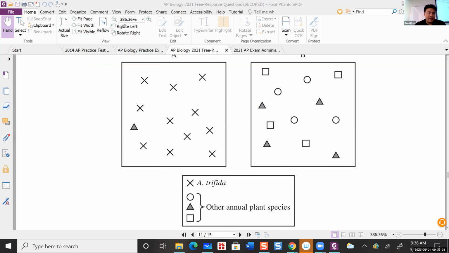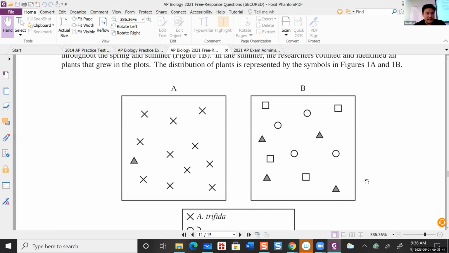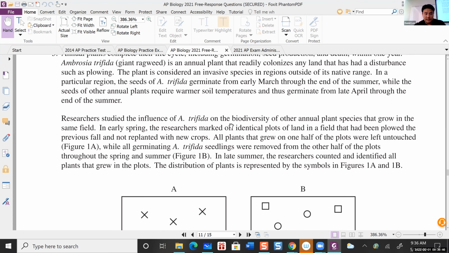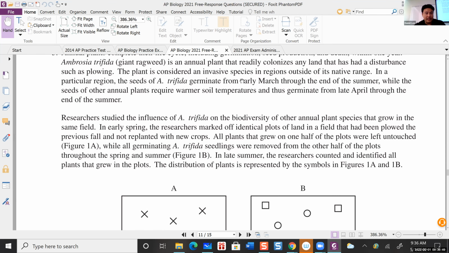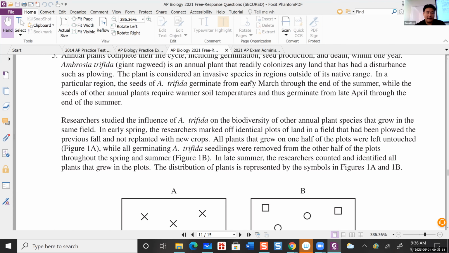Again, it's about the timing. You have to read the question and recognize what the selective advantage is for this ragweed: the ability to germinate earlier. That's super important. It's also important if you're a parasite on a plant, like mistletoe. You want to make sure you germinate after your host has already germinated, because that would be the opposite of what happens here.